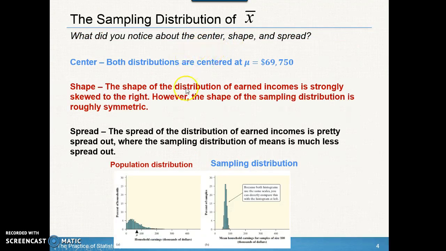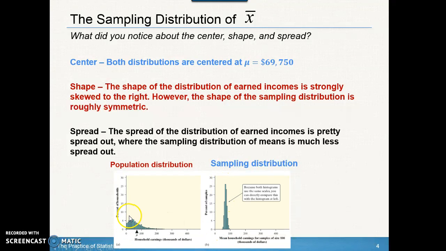Okay, so what do we notice about the center, the shape, and the spread of the population distribution versus the sampling distribution? All right, so now this information was just calculated. You wouldn't necessarily be able to tell that just by looking at the graph, but it was calculated from the data. Both distributions are centered with a mean of 69,750.